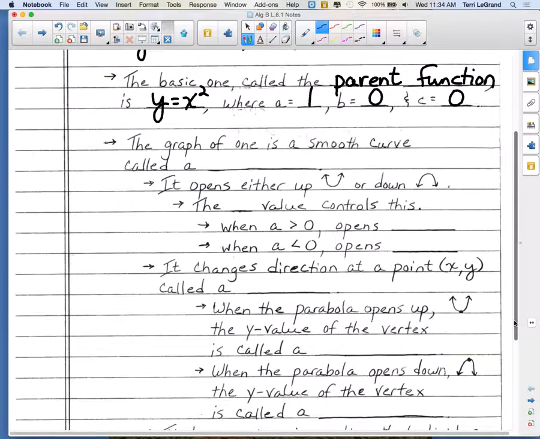So the graph of y equals x squared is a smooth curve called a parabola. Parabola sounds better. Parabola.